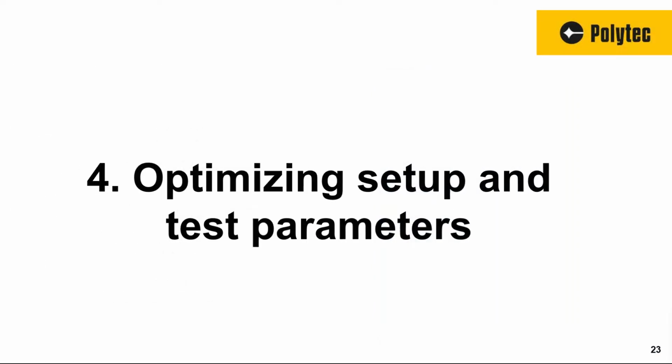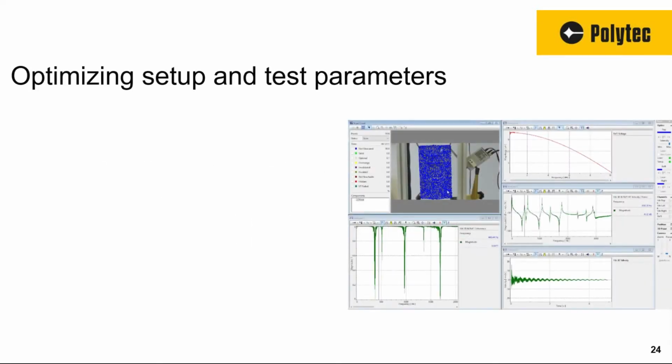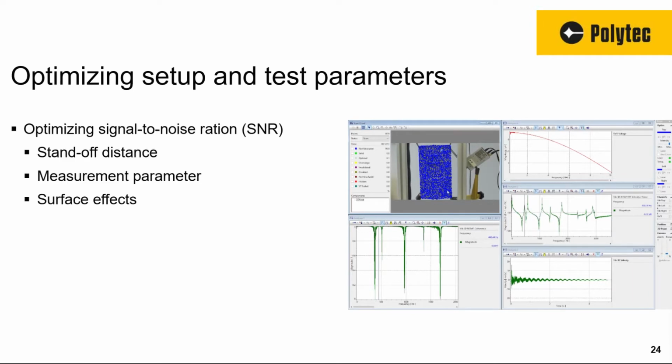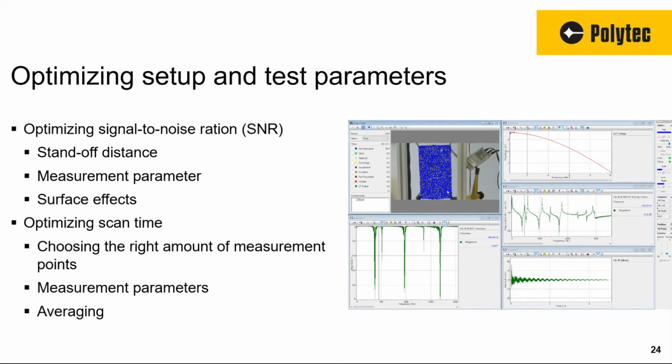If we want to optimize the setup and test parameters, we have to look at what we want to optimize. First of all, optimization of the signal-to-noise ratio is always very important and very helpful for post-processing. The parameters we can influence are the standoff distance, the setting of the measurement parameters, and we look at the surface effects.